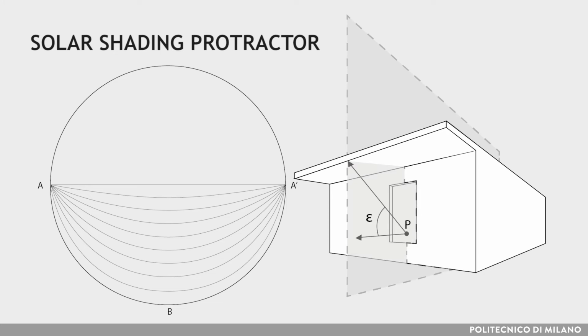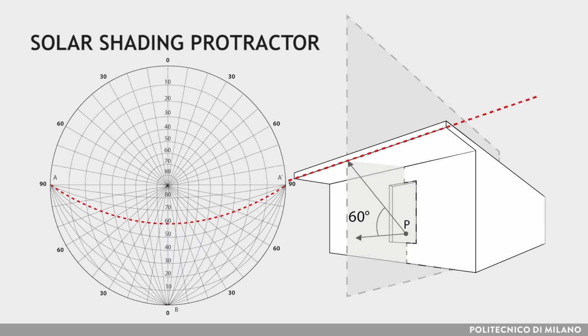This is the angle lying in a vertical plane orthogonal to the facade, formed by the horizontal line passing through the analysis point P and the line joining this point with the outer edge of the horizontal overhang. The corresponding values can be read on the vertical lower semiaxis of the diagram.